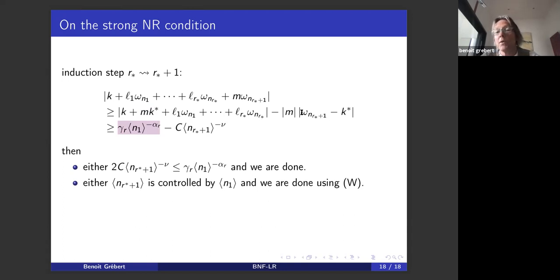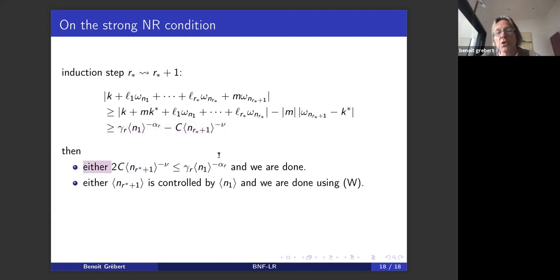And then the second part: you know that this polynomially accumulates on the Z, which means that the difference in here is controlled by nr star to some negative power, nr star plus 1, excuse me. And then, well, it's easy. Either this coefficient is controlled by this one, so you have this condition, and if you have this condition, we are done because this expression is bigger than gamma divided by 2, n1 to the minus alpha r, and it's good.